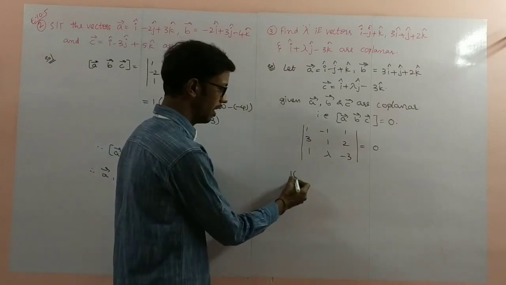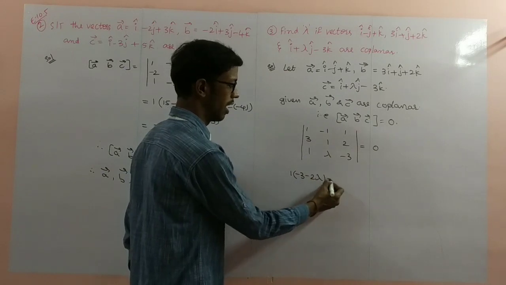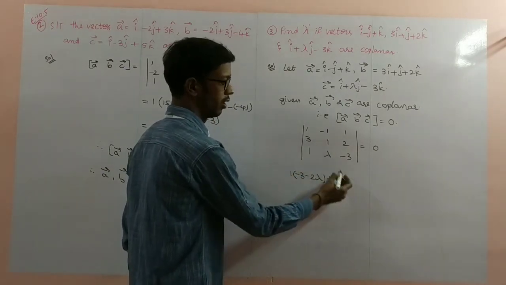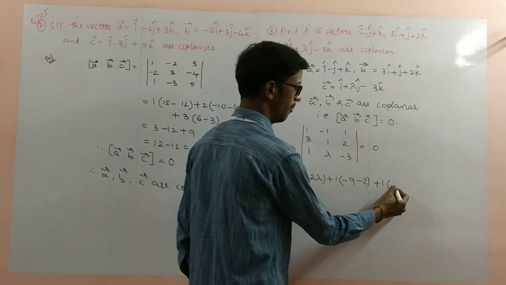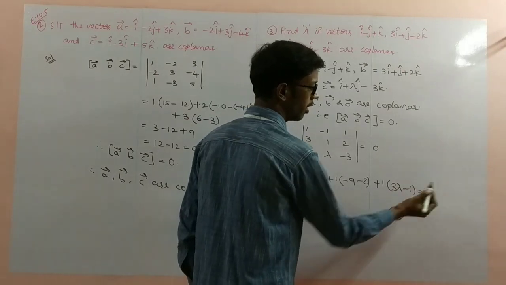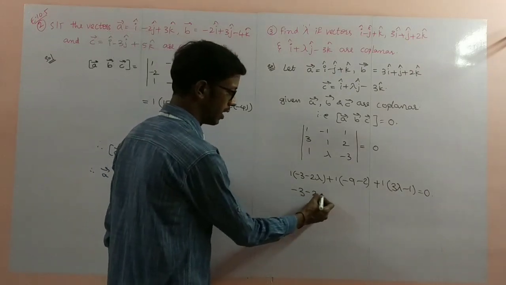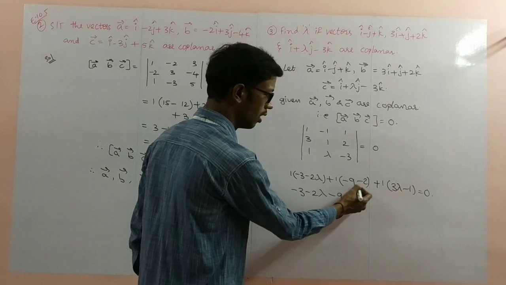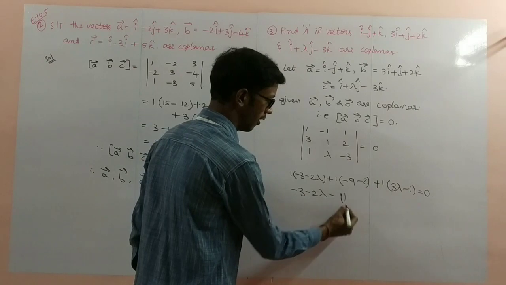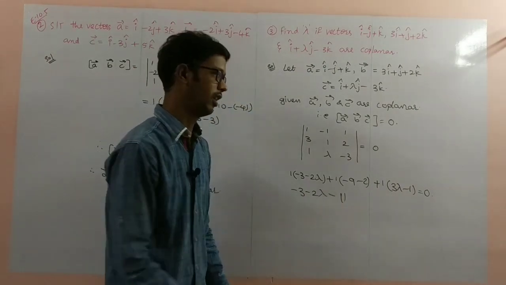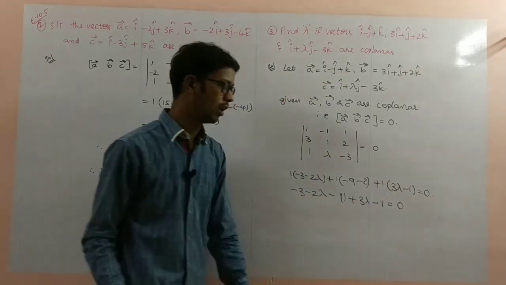Now 1 into cross multiply, minus 3 minus 2 lambda, plus 1 into minus 9 minus 2, plus 1 into 3 lambda minus 1 equal to 0. Now you have to make the simplification here: minus 3 minus 2 lambda, minus 9 minus 2 is minus 11, into 1 is minus 11, plus 3 lambda minus 1 equal to 0.